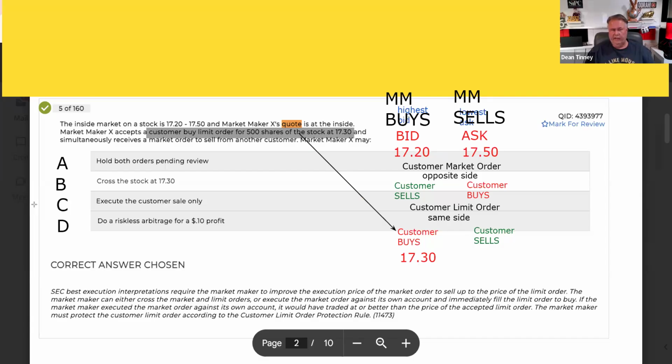So simultaneously, I receive the market order to sell. Market order to sell is going to be on the opposite side there. And usually I would buy it into my inventory at 1720, but that would be a prohibited practice because somebody is willing to pay more than I am, 10 cents more. So no, I don't do a riskless arbitrage for 10 cents. I do a customer cross. That's called dual agency. I just match the buyer and the seller. Yeah, by the way, I probably take commission on both sides and disclose that.